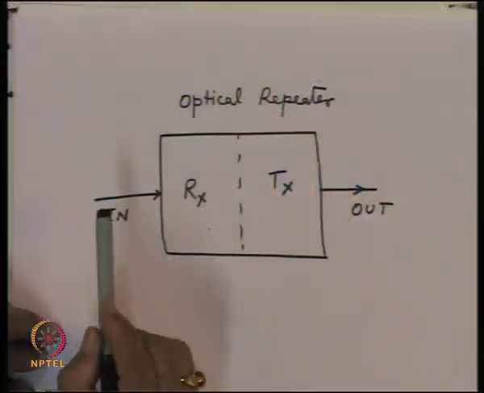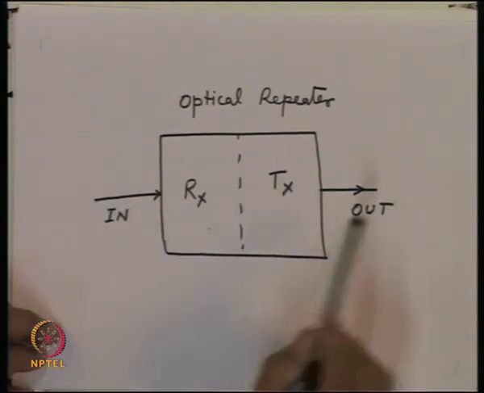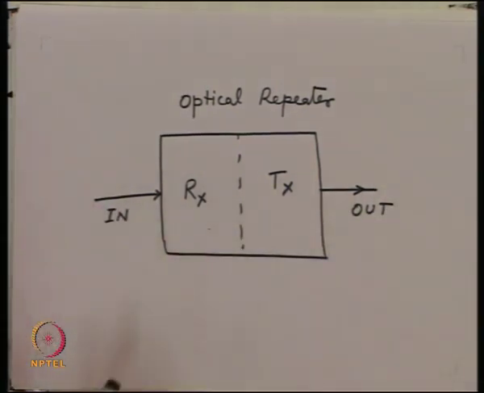But if you have a situation where signal to noise ratio becomes a problem, essentially we can use an optical amplifier, and the entire process of conversion of the signal from optical to electrical and back to optical can be avoided.